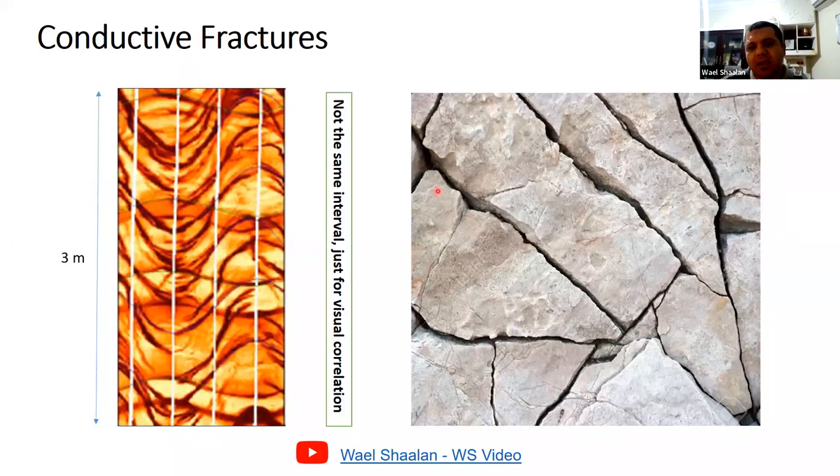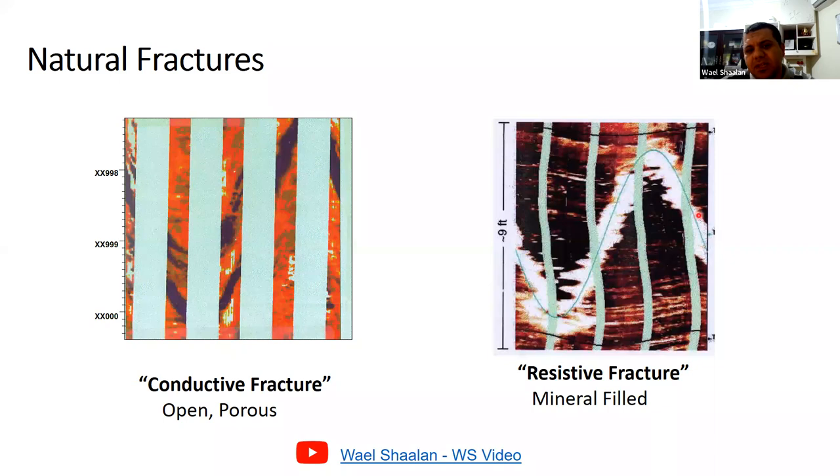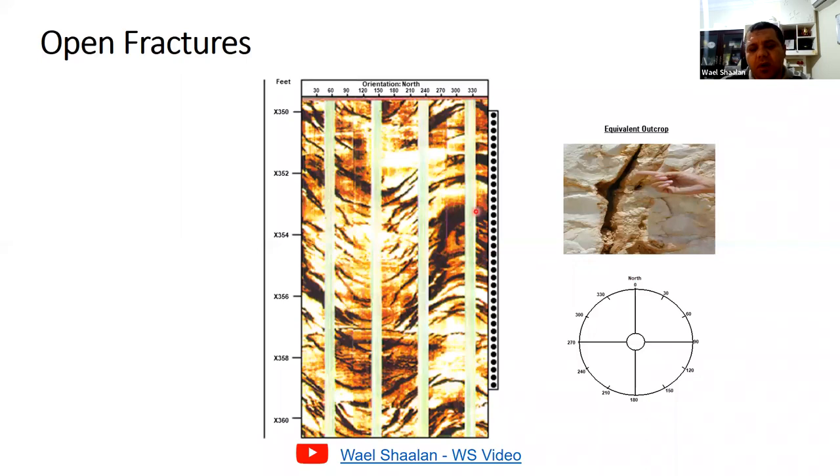If we come back here, this one is white, which means it's resistive. Resistive is filled by minerals, like calcite and quartz. All these minerals appear resistive in the image. That's why we call it a resistive fracture, or mineral-filled fracture. Another example for open fractures: all this white background is the bedrock itself, and these are the fractures.